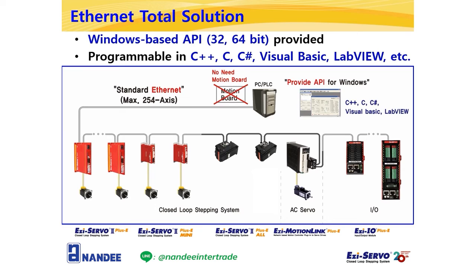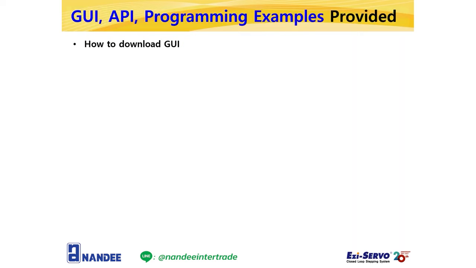Since FASTECH basically provides Windows-based API for Ethernet products, customers can select development languages like C++, C, C#, Visual Basic, LabVIEW, etc. for programming. In addition to the API, GUI software is also provided and can be downloaded for free from the FASTECH web page. As mentioned earlier, FASTECH provides GUI software, EZ Motion plus E, an API for Windows free of charge.